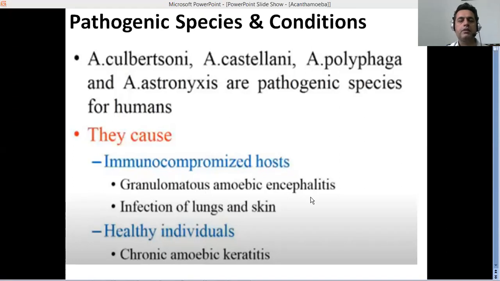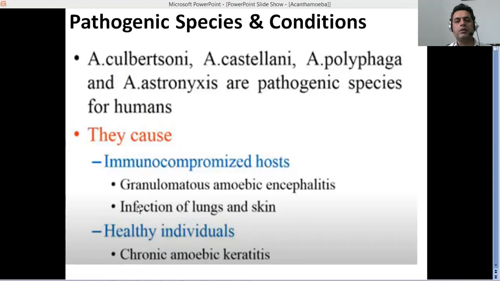amoebic encephalitis. It's a very fatal condition and almost certainly fatal in people who get infected with Acanthamoeba. And this particular Acanthamoeba is also causing infection of lungs and skin in immunocompromised individuals. From immunocompromised individuals, we mean people who have problems with their immunity. For instance, people who are infected with HIV, where they have problems with their T cells, or people who have some other autoimmune conditions, or people who have received some kind of grafts or transplants.